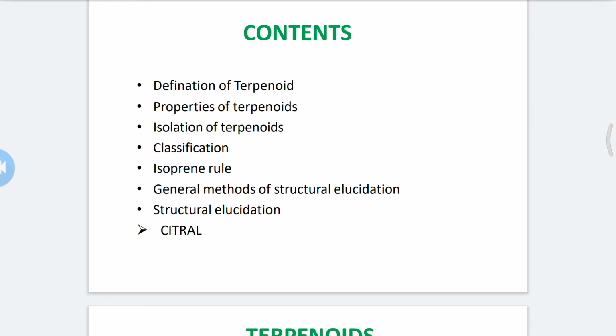The contents are: definition of terpenoids, properties of terpenoids, isolation of terpenoids, classification, the isoprene rule and isoprene unit, the general method of structural elucidation, then the structure of terpenoids. And lastly, we discuss the citral molecule.